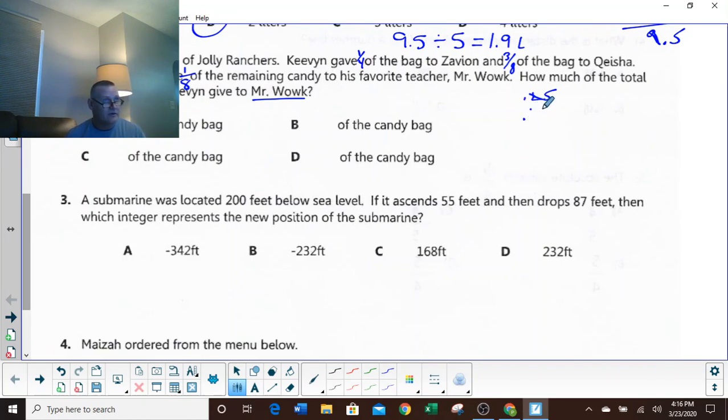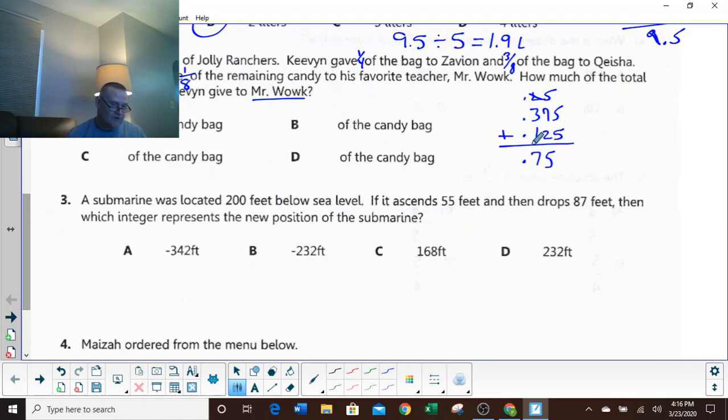3/8 is 0.375. Cool. 1/8 is 0.125. Okay. I'm going to add these together. Once I add those, I end up with 0.75. Okay? Cool. So that right there is how much of the bag he gave away.